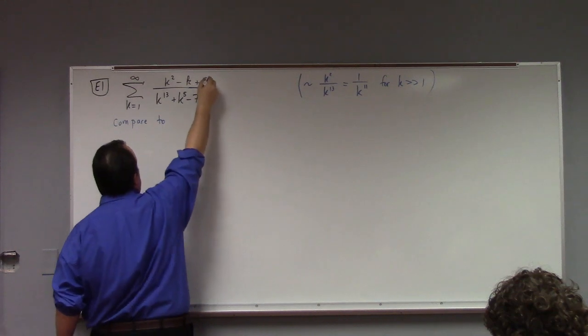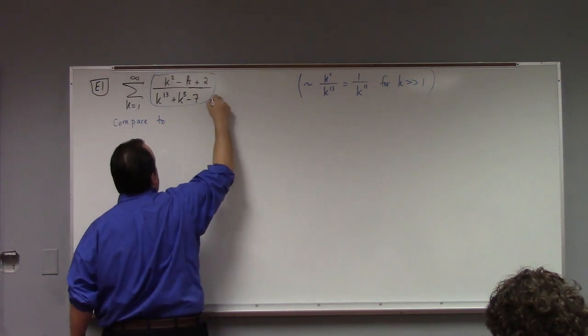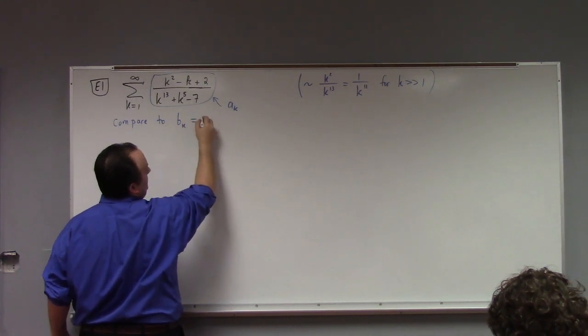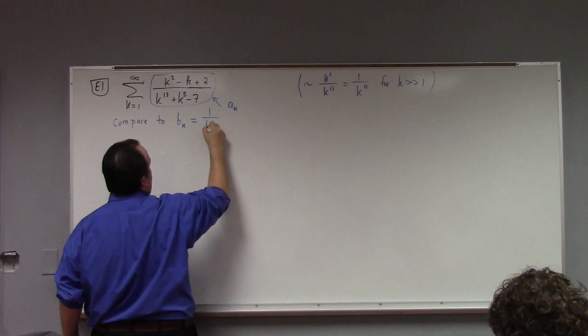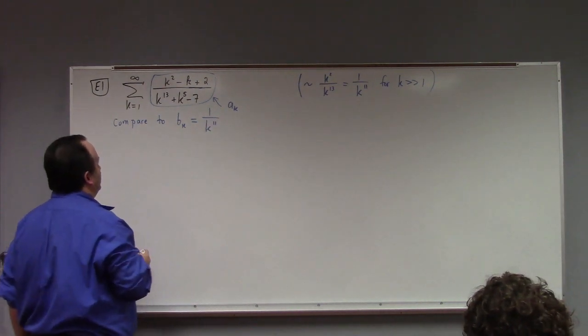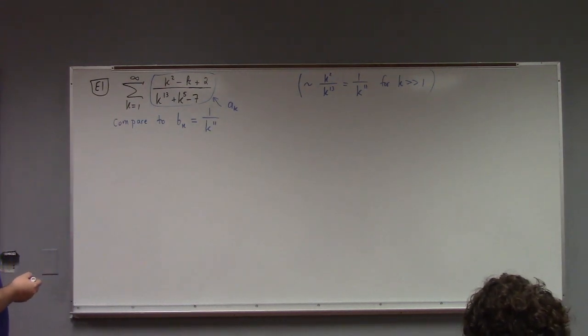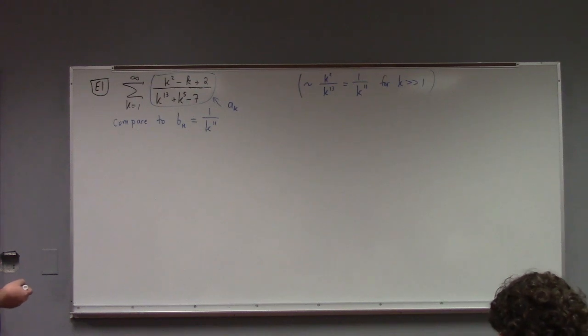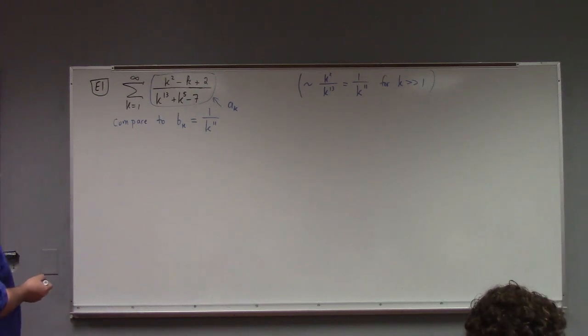So I'll think of this up here as my a sub k, right? And we'll let b sub k equal 1 over k to the 11. Now, since I just made this up, we should watch out. I'm a little bit worried because it seems conceivable that there's a zero. No, I don't think it happens. Let's just hope that your instructor has made a problem which is reasonable. Although it's not quite reasonable, is it?